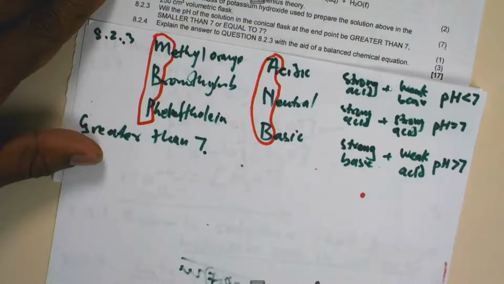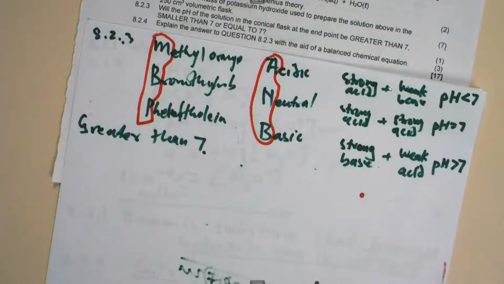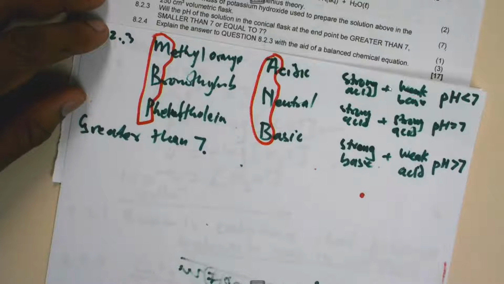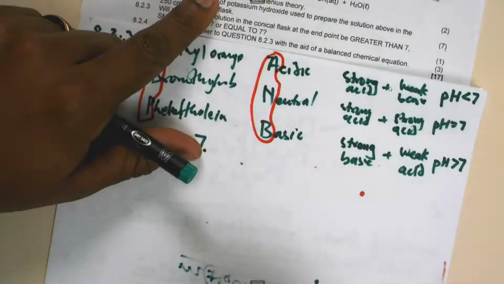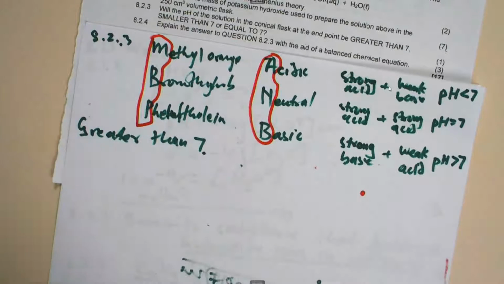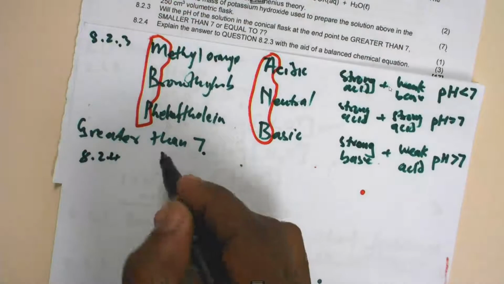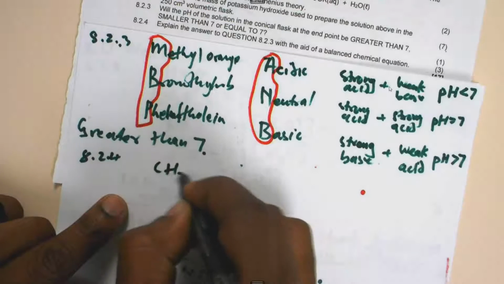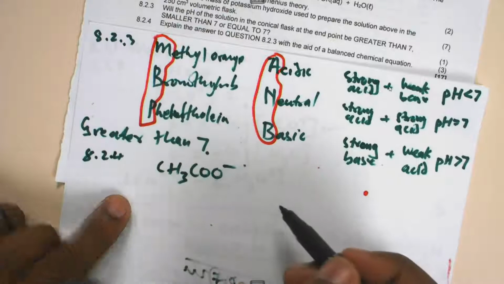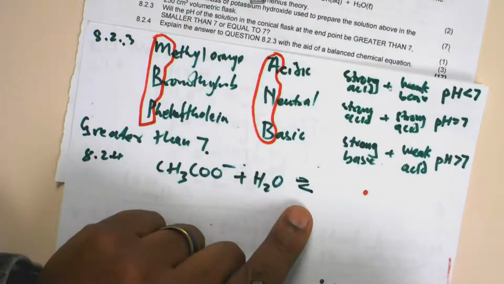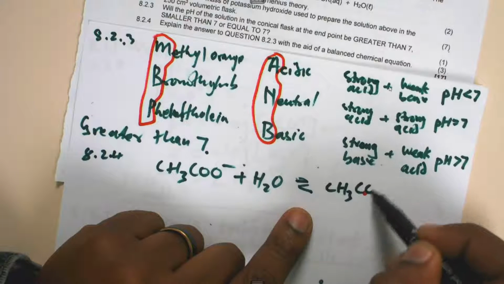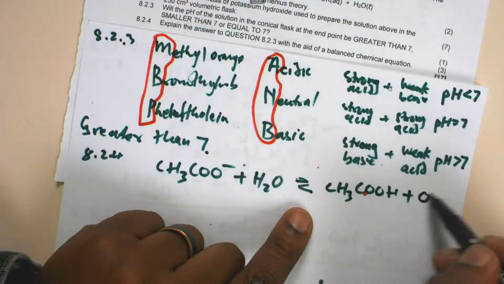Then 8.24. Explain the answer to question 8.23 with the aid of a balanced chemical equation. So they're basically saying we need to look for the hydrolysis of CH3COO minus or any ions that we have here. So the idea at 8.24 is to have CH3COO minus, which will react with H2O. This is a reversible reaction. It will give me CH3COOH plus OH minus.